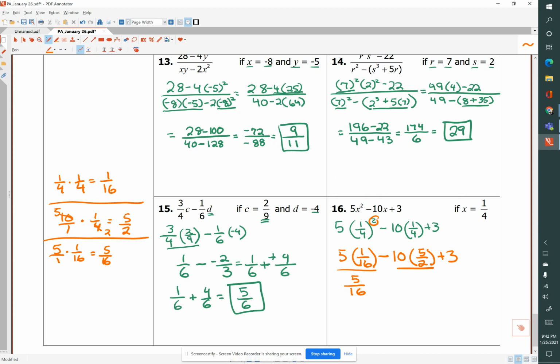And we multiply 10 times 5 over 2. So 10 over 1 times 5 over 2. I'm going to simplify this. 2 divided by 2 is 1. 10 divided by 2 is 5. So that equals 25. Plus 3. So 5/16.